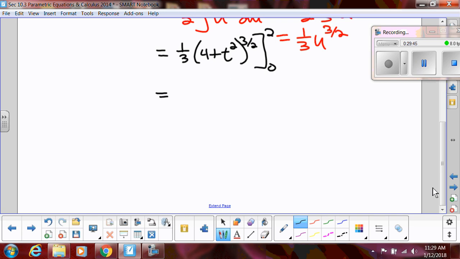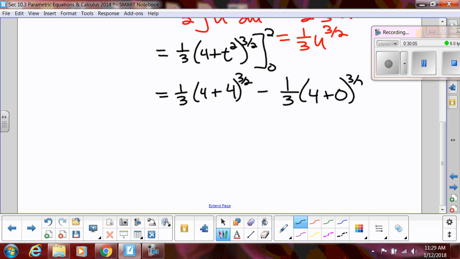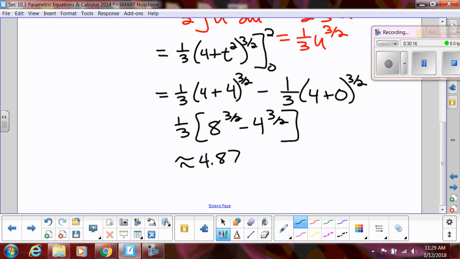Careful here, when you plug in 0, you don't just get 0, because we have that constant 4. So we have 1/3 times (4 plus 2 squared), which will be 4 to the 3/2 power, minus 1/3 times (4 plus 0) to the 3/2 power. All right, so that's 1/3 times 8 to the 3/2 minus 4 to the 3/2. Or if you do it as a decimal, it's about 4.876.